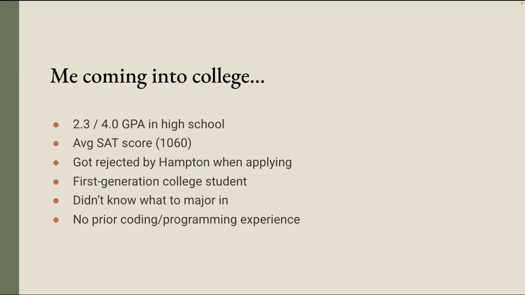I barely had an average SAT score. I got rejected by Hampton when I first applied. My mom told me to apply to this school, and I was like, whatever, I'll do it. Got rejected when I applied and had to do a summer program to actually get into Hampton. I had to go on campus for a few months and take some courses, and depending on my grades in those courses, they would let me into the school or deny me. So I took the courses. I got an A and a B, I think, in the two classes I took. And they finally let me into the school.